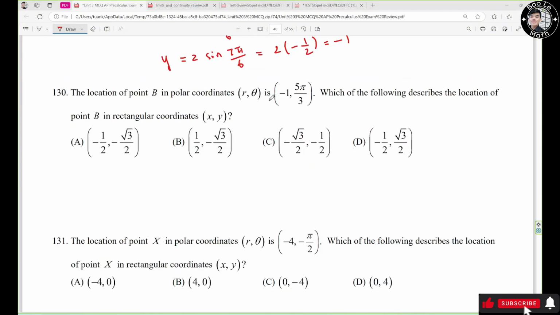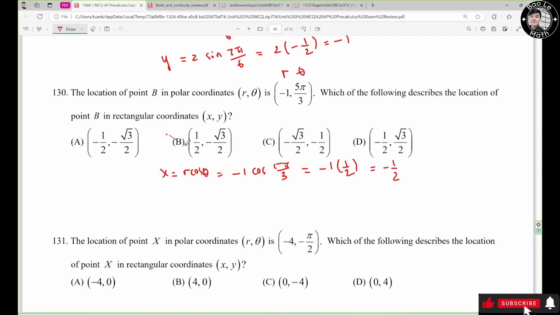Now question 130. S equals R cosine theta. Substitute values. This is R and this is theta. So it could be negative 1 cosine of 5 pi over 3. Cosine of 5 pi over 3 equals 1/2. Negative 1 times 1/2. So it's going to be negative 1/2.